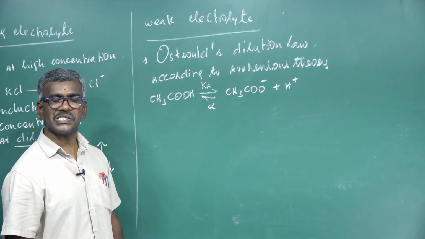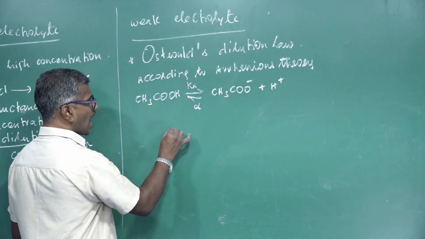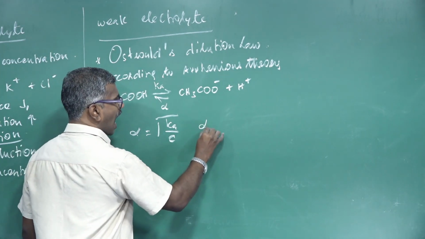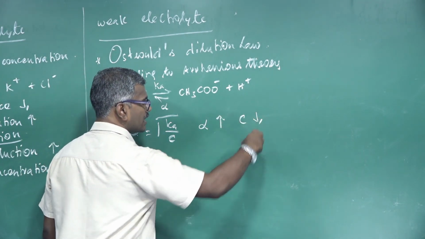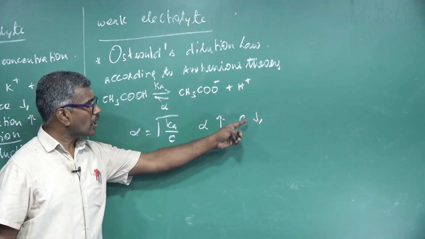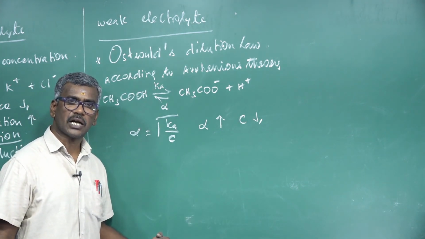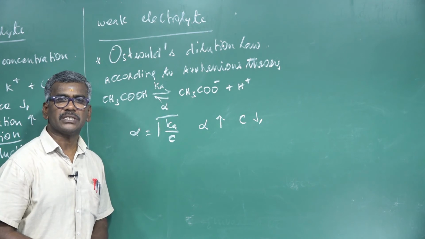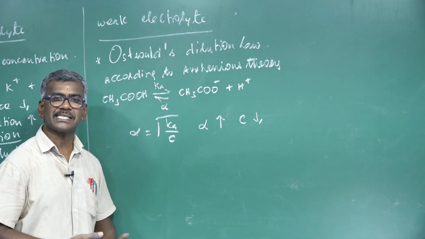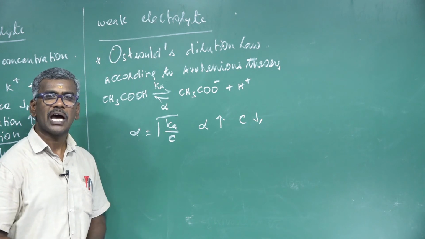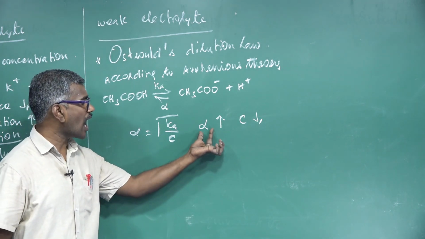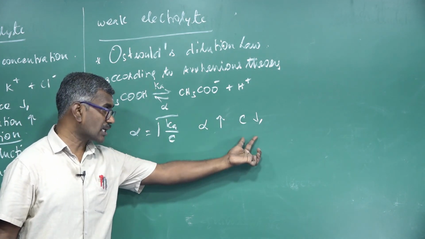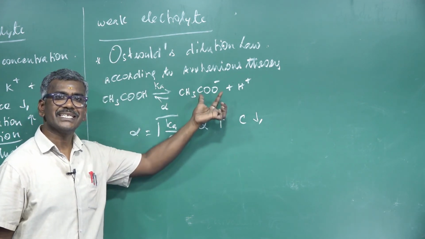By using this equation, we can find alpha. Alpha is the square root of Ka by C. If the alpha value increases, the concentration decreases. At lower concentration, or on dilution, the inter-ionic attraction between the two ions decreases, more ions are produced, and conductance is also more. That is, alpha, the degree of dissociation, is also more. As concentration decreases, alpha increases.